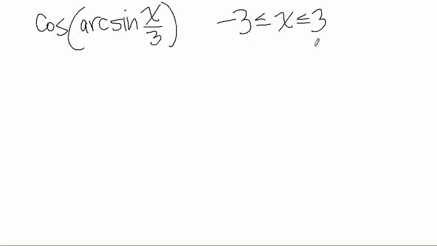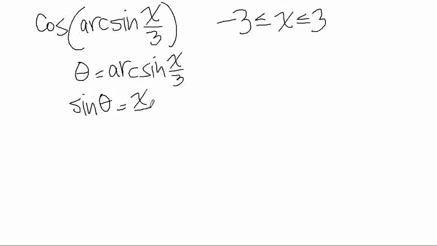All right, once again, let's do a variable substitution. Let's define theta equal to the arcsine of x over 3. Now let's take the sine of both sides of that equation. So the sine of theta is equal to x over 3, and we are looking for the cosine of theta. The original expression is equal to the cosine of theta. So if we can find the cosine of theta, where we assume that the sine of theta is x over 3, we're good to go.